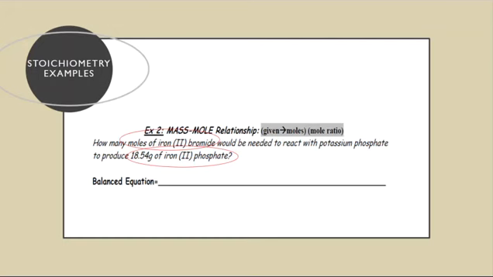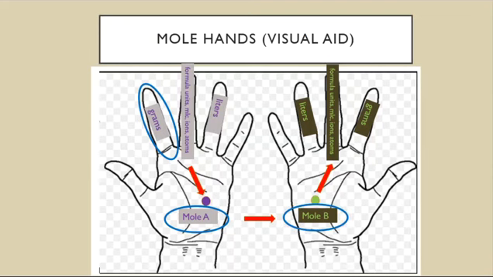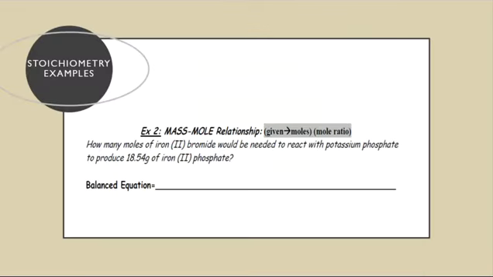Okay, let's quickly review our pathway using our visual aid. So we're going to start with grams, convert to moles of A, substance A, and then using the mole ratio, convert to moles of B. And that's where we will stop. Okay, so back to the problem.